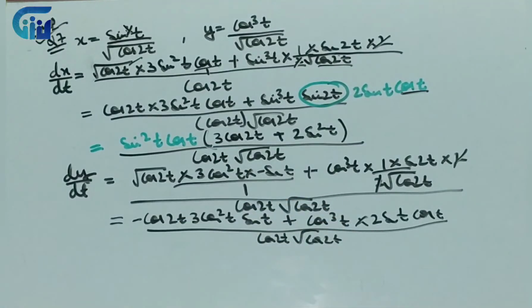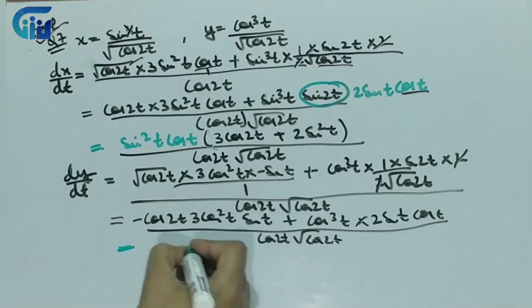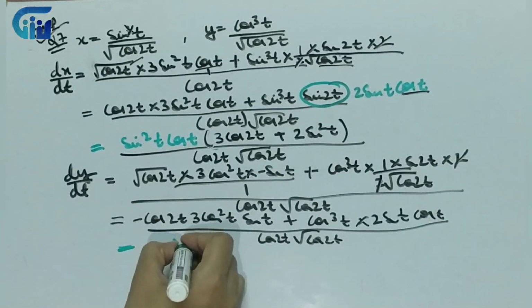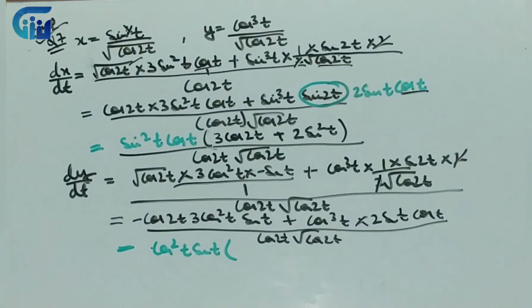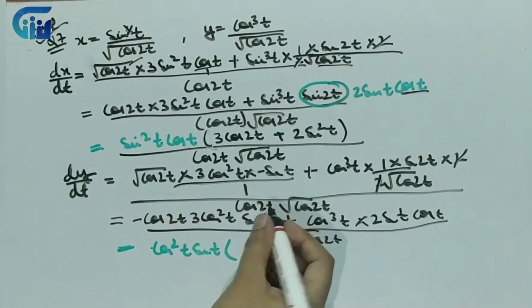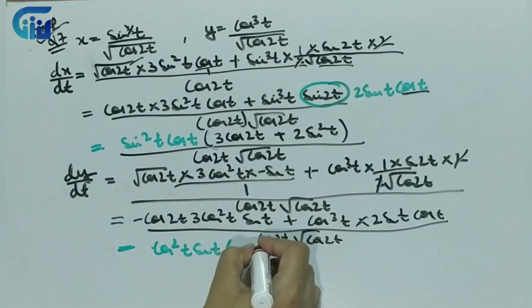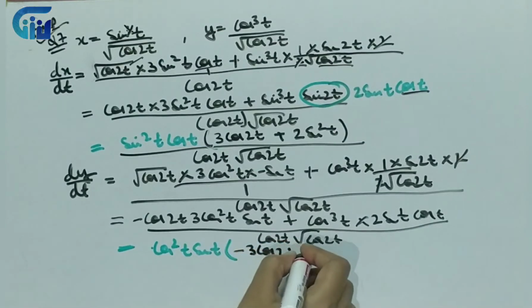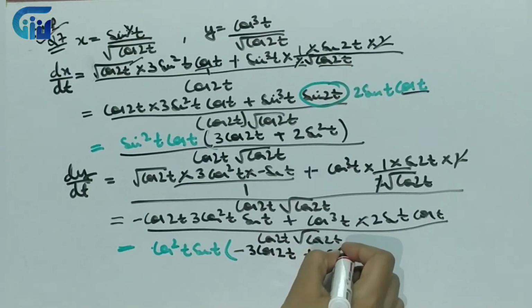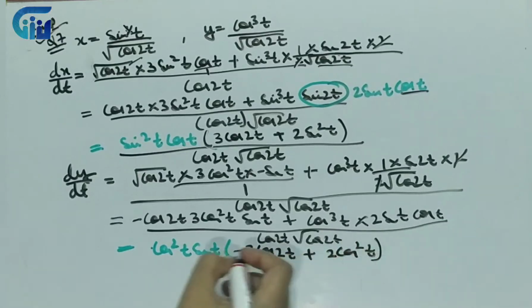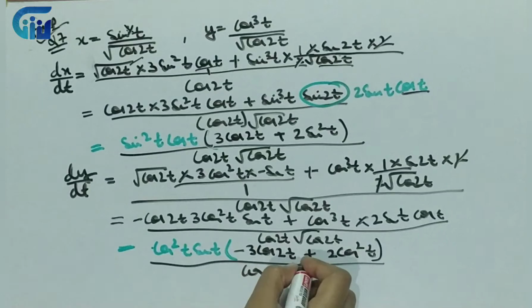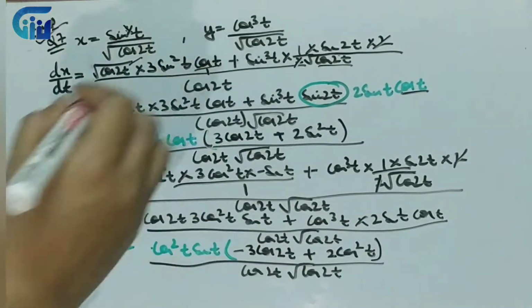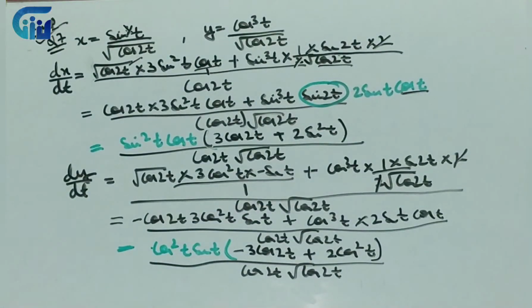So now I'll take common again. So common will be, we can see it is cos square t and sin t. So let's see what is left. So we have minus 3 cos 2t plus 2 cos square t. Over here cos 2t and under root of cos 2t, right? So this is what I have.